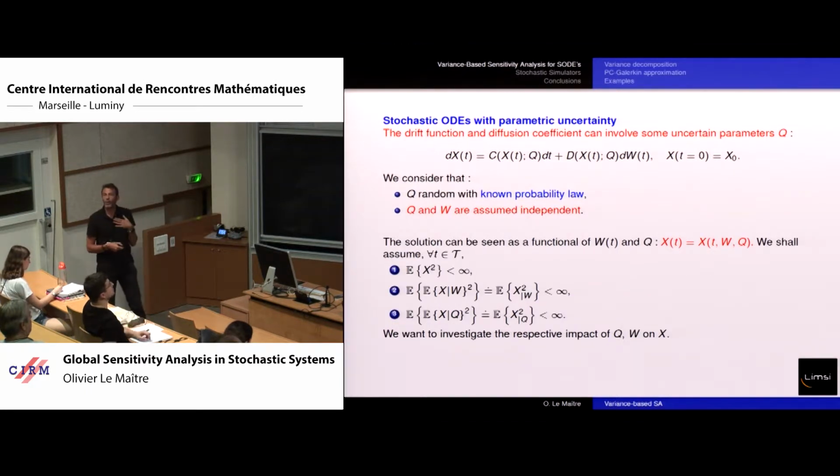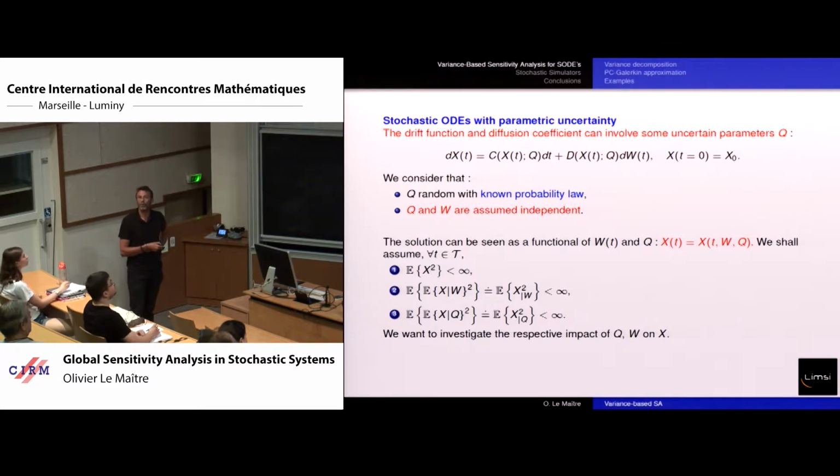So the situation I want to tackle now is exactly the same, except that now the drift and the diffusion coefficient may have some unknown parameter. That could represent, I don't know, spatial variability. That could be just the magnitude of the noise that is entering the system. Okay, so I denote these random parameters, and I'm assuming that they have a known probability.